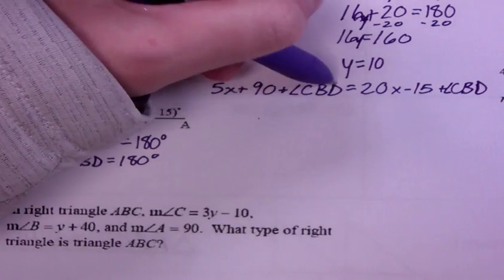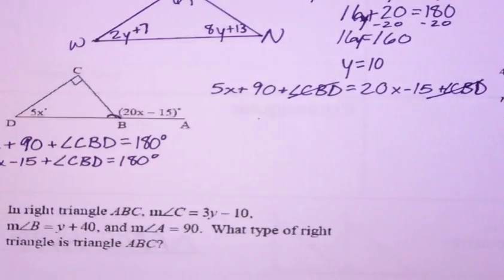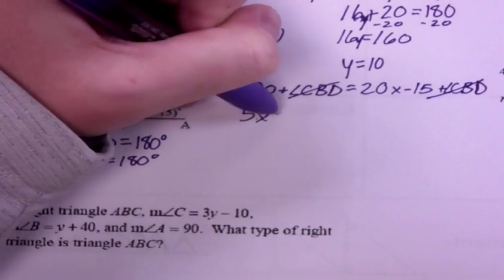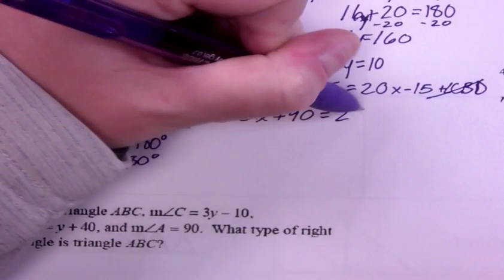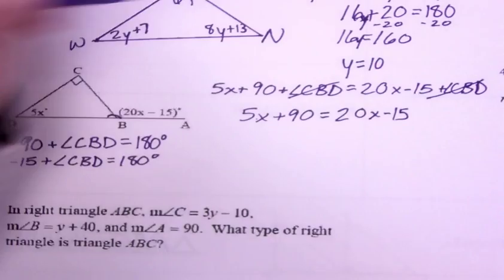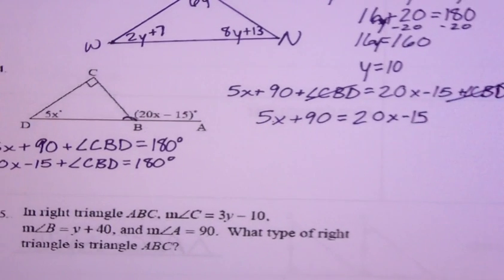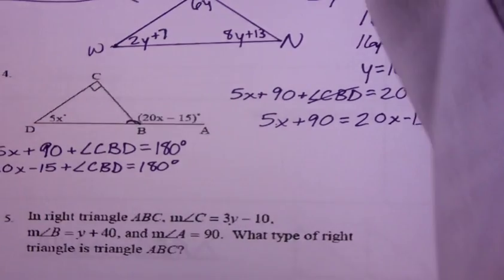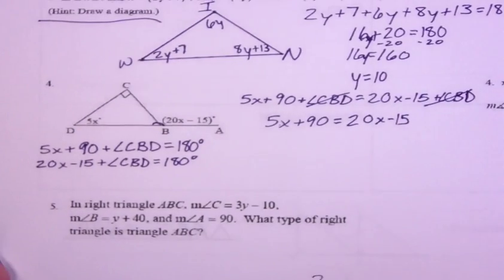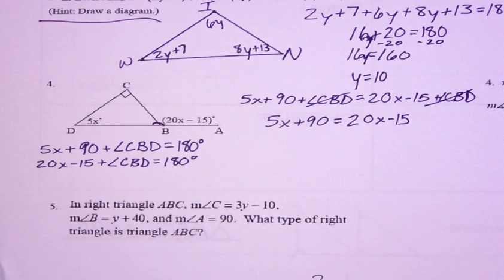And so now you can cross that out. 5x plus 90 equals 20x minus 15. And then we need to look back at the picture and see what just happened. Now, what did we set equal to each other? This is the exterior angle, right? And what's this? The interior. Do we have this at all anymore? No, but we don't need it.